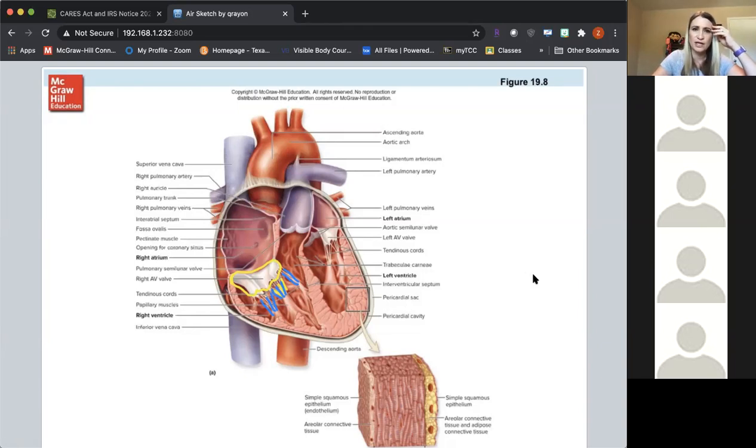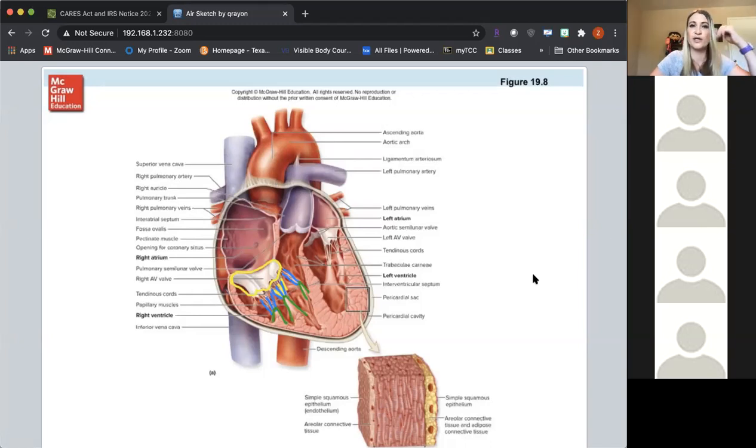And these cords are attached to little finger-like structures projecting from the wall of the ventricle. Let me see if I can get a good color. So like right here, and right here. Again, we have to wait for it to refresh a little bit, but those are called papillary muscles. Those finger-like structures, you see three major ones right there, so I outlined them in green. Those are your papillary muscles.